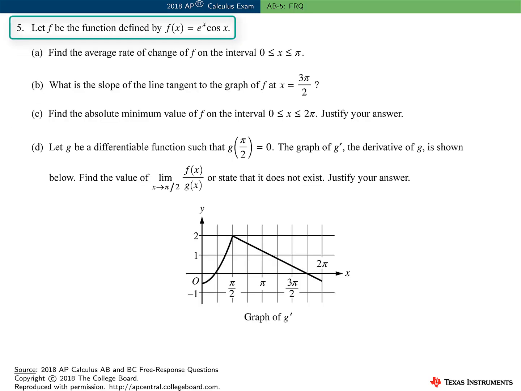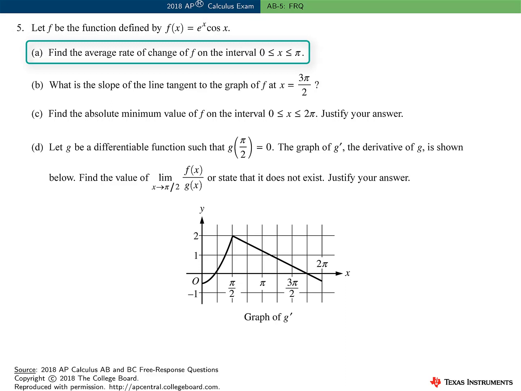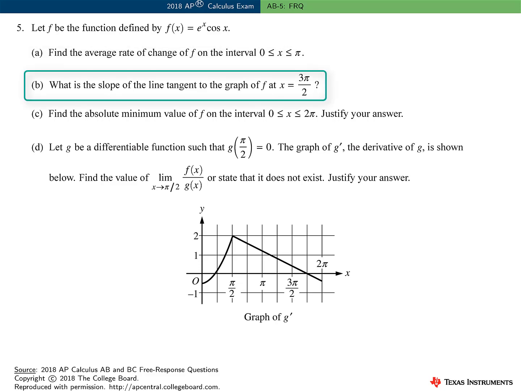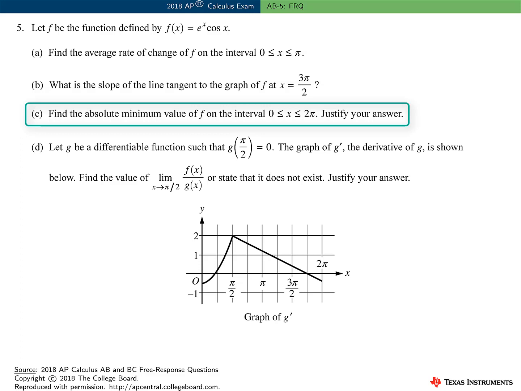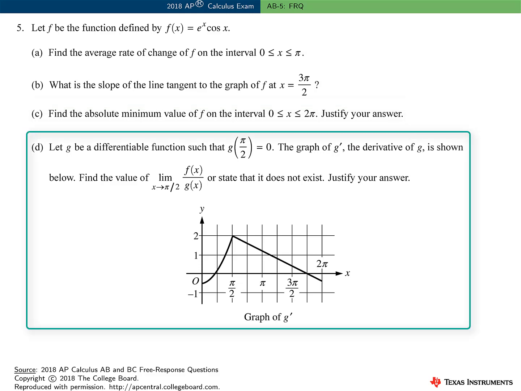This problem initially involves a function f, defined by e to the x times the cosine of x. In part A, we need to find the average rate of change of f on the interval 0 to pi. In part B, we need to find the slope of the tangent line to the graph of f at x equals 3 pi over 2. In part C, we need to find the absolute minimum value of f over the interval 0 to 2 pi.